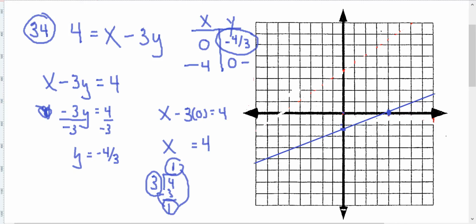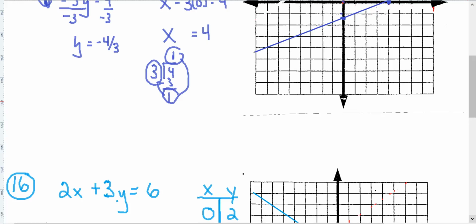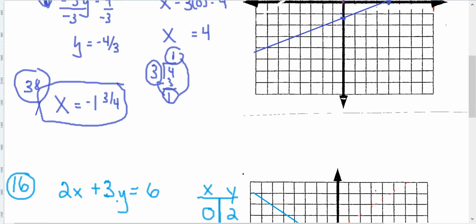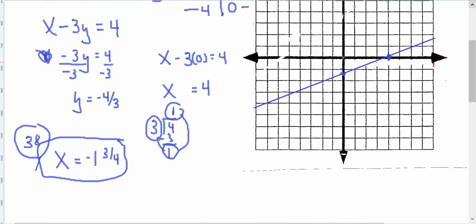And that's what the next one is, 38. 38 is about the same thing if I can just cram it in here. Number 38 is saying that x equals negative 1 and 3/4. So what do we say about x equaling any number? What kind of a line is that going to be? A vertical line. x equals negative 1 and 3/4.